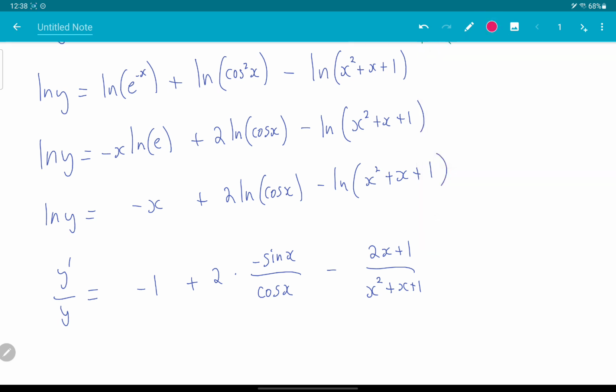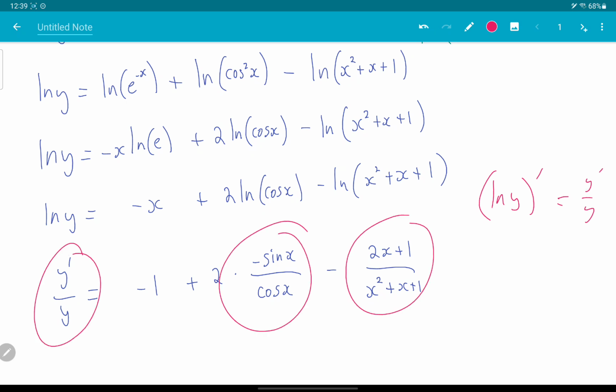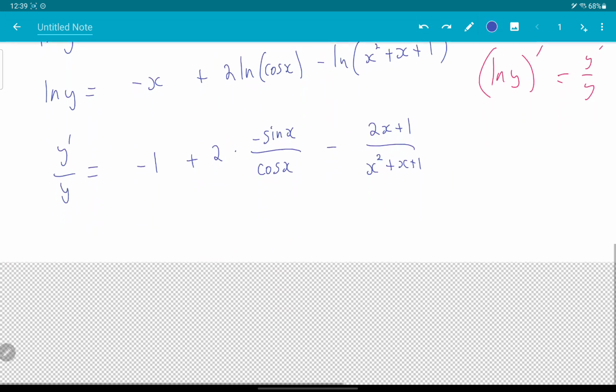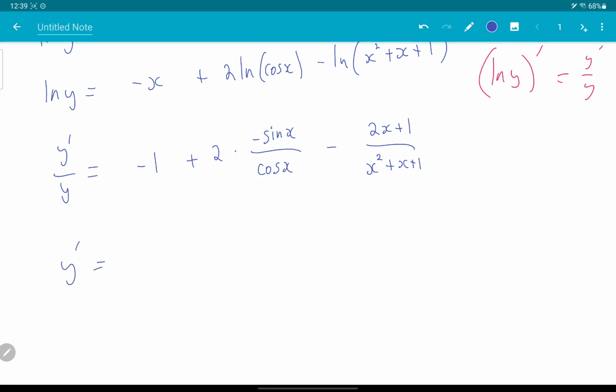Okay, you'll notice that I'm using this formula. The derivative of ln y is y prime over y. Okay, I'm using that left, right, and center. I used it here, I used it here, I used it here. So, good one to memorize. So y prime is going to be y times -1 minus 2 sine over cos, that's tan. Just to make it a little bit easier to look at. A bit more pleasing to the eye.